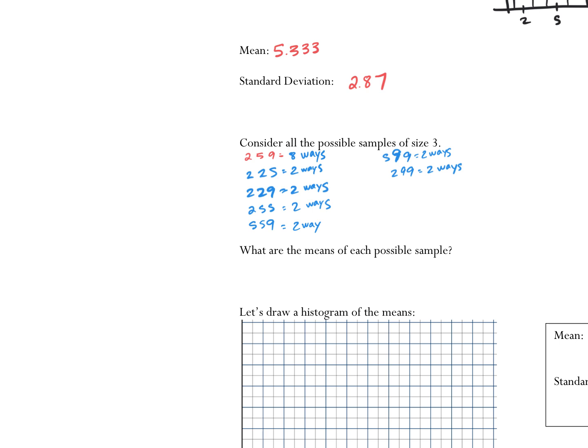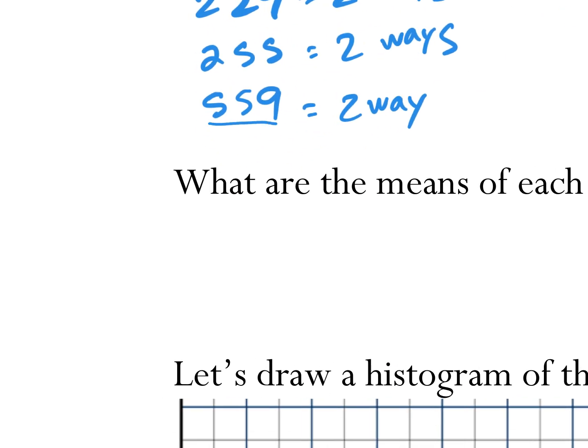If my sample is 5, 5, 9, can I calculate the x bar for this sample, the mean of this sample of 3? How would we find the mean of these 3 numbers? Yeah. So if I wanted to find this mean, I would do 5 plus 5 plus 9 divided by 3. In fact, that sample has a mean of 6.33. 19 divided by 3 is 6 1/3. Okay. Is everybody with me?